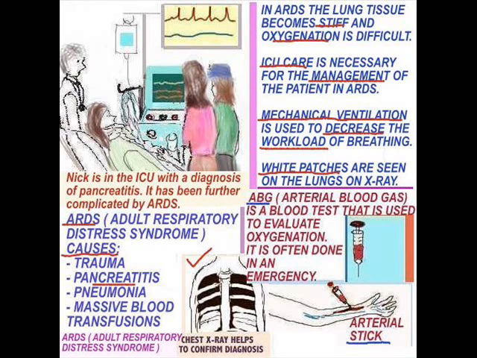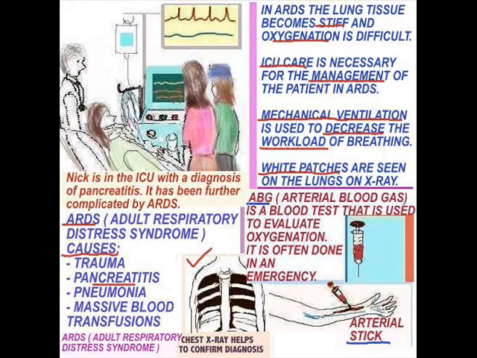Some of the tests that will be done to help with oxygenation is an arterial blood gas. This usually determines the amounts of oxygenation in the blood and how well that patient is oxygenating, and adjustments can be made by the doctor with things like medication or the ventilator settings to make things better.